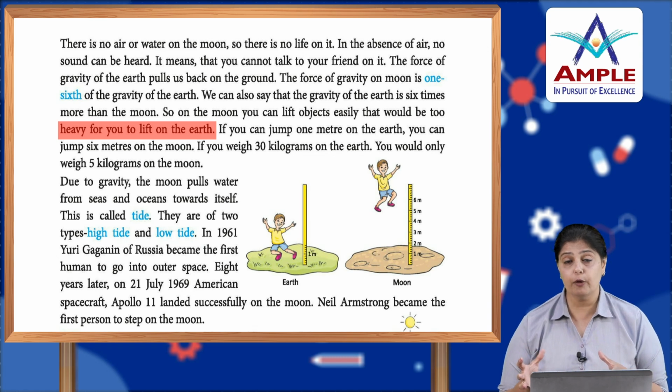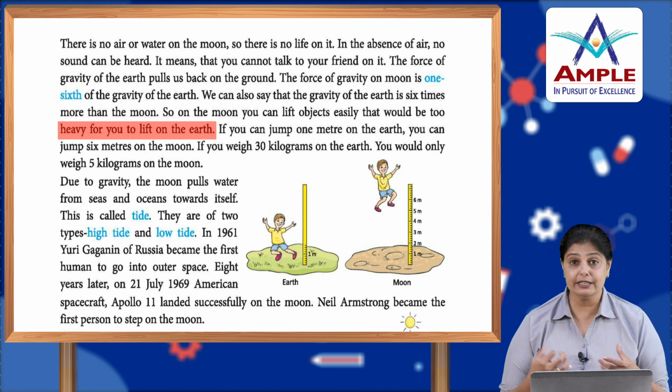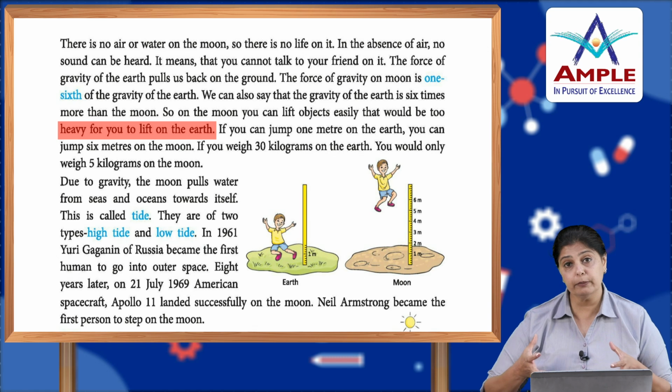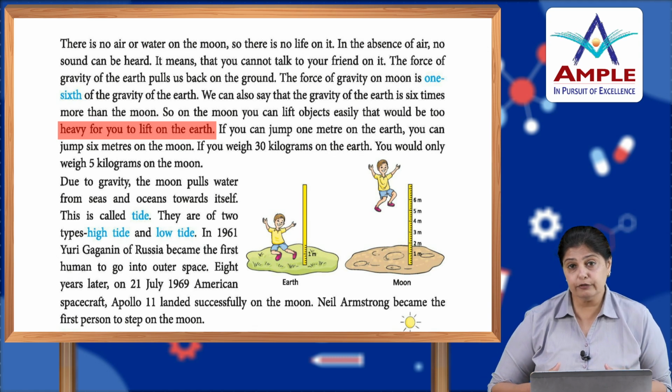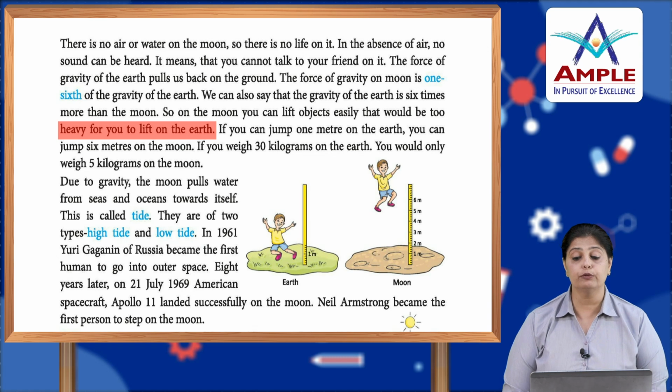So, heavy objects that you will not be able to lift on earth, you can easily lift them on the moon. That is why people float on the moon. They are not able to stick themselves to the ground. The gravitational pull is not there. So, people keep on floating. On the moon you can lift objects easily that would be too heavy for you to lift on the earth.